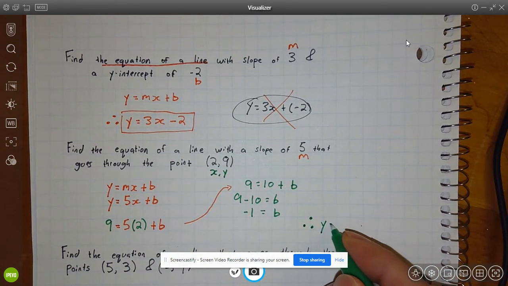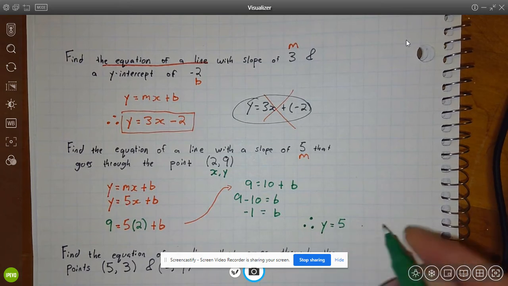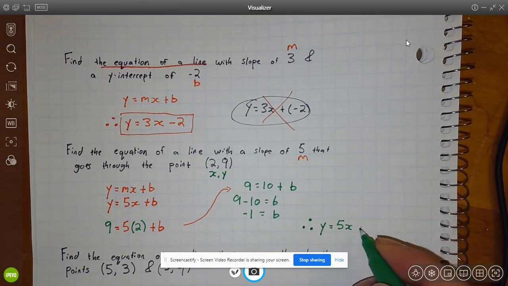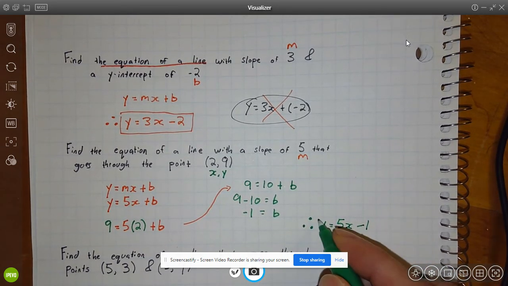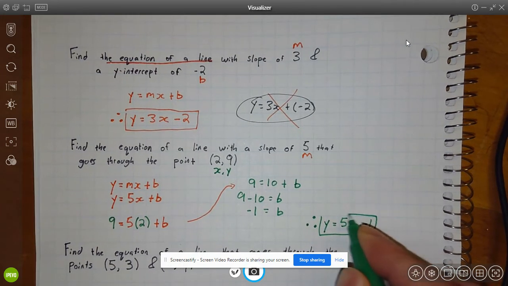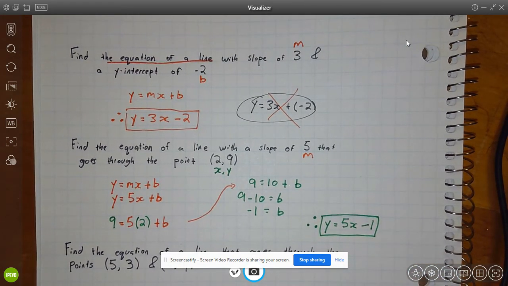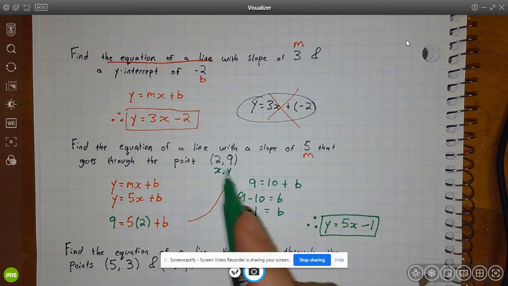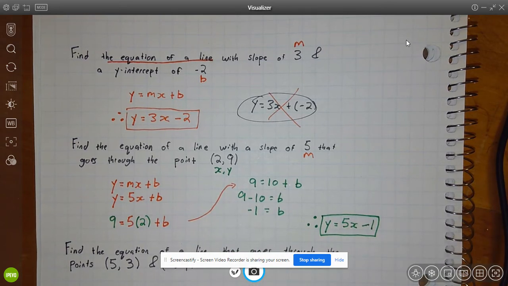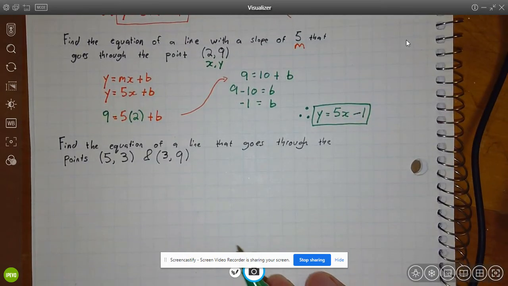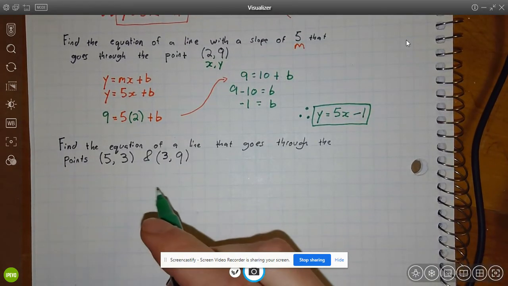So y equals mx plus b, and now I do know that m was equal to 5, and I had a y-intercept of -1. So now I wasn't given m and b, but I was able to solve for b because I knew some point on the line. The last type of question that we'll do is, here I don't know m or b.